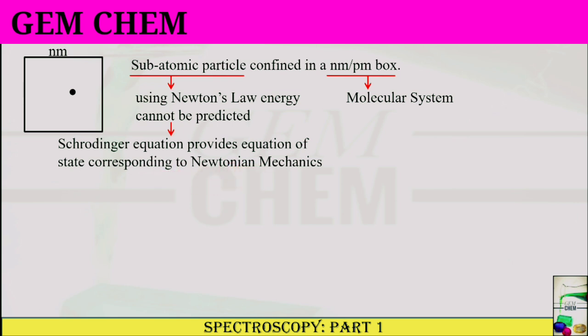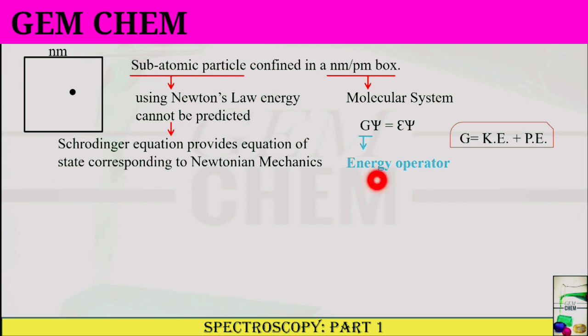Newtonian mechanics. So if we consider this kind of operation, this is G, which is the energy operator. When operated, we get the wave function as well as an eigenvalue epsilon. So the particle here behaves as a wave, and this energy operator is associated with both kinetic energy as well as potential energy. So in detail, we are going to first see what a particle in a box is.